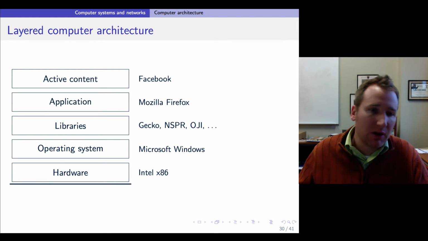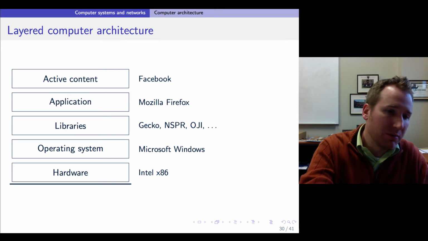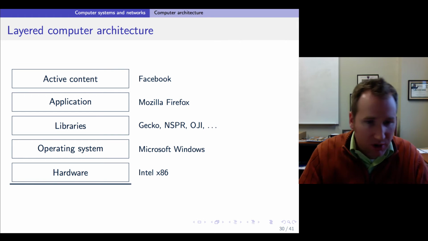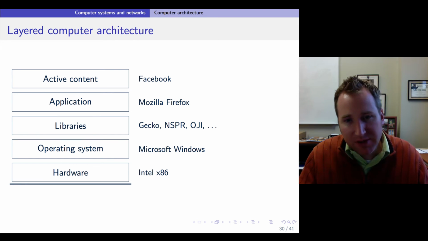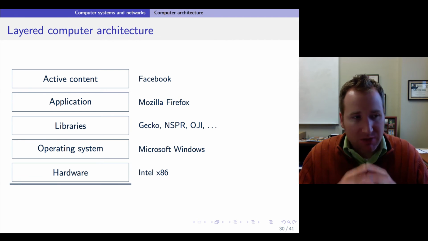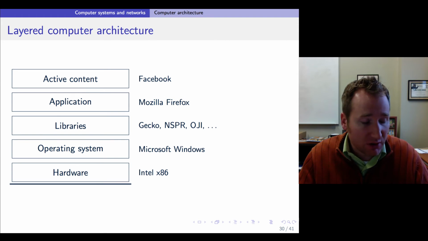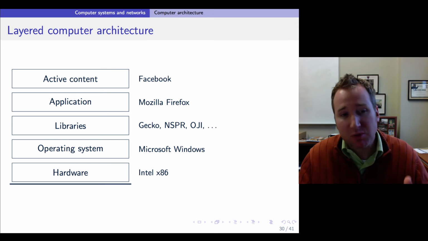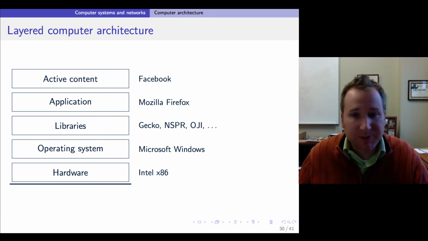So we have different layers of abstraction, which can be implemented at each level, assuming the other layers are operating correctly. We have the lowest level, hardware. Above that, we'll have the operating system. Then we have libraries, which are predefined chunks of running code that others can leverage. We have applications which plug into those libraries, which interface back to the operating system, and then we have active content on top of the application layer.